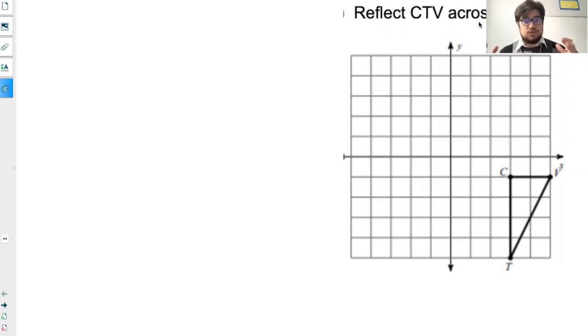Okay, so we're going to do a real example. We're going to do a few. We're going to do one example of each, and we'll do an additional example of reflection. Okay, so let's go through this first example here. We want to reflect CTV across the y-axis.